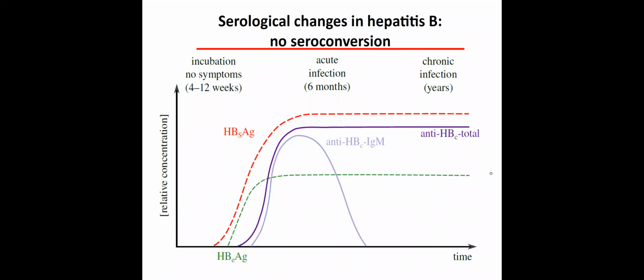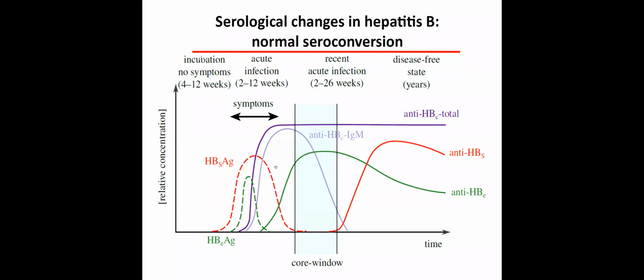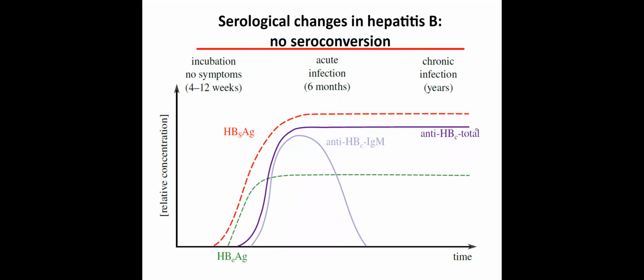Now, the previous slide I was talking about was called seroconversion, when the antigen converted to antibodies. However, if the patient doesn't show seroconversion, there is a higher chance that the virus is replicating in the liver cells and causes chronic hepatitis. So there is no core window, and the surface antigen is persisting for a long time.